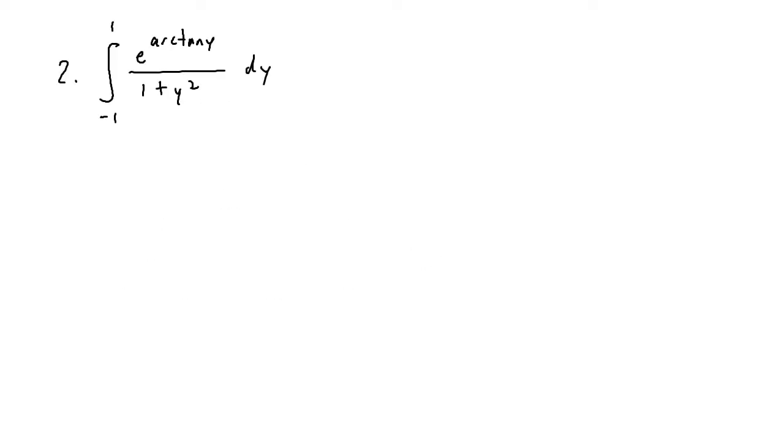So now for number two, we have the integral from -1 to 1 of e to the arctangent of y over 1 plus y squared dy. Whenever you have a problem like this, you try to look for some kind of obvious substitution first.